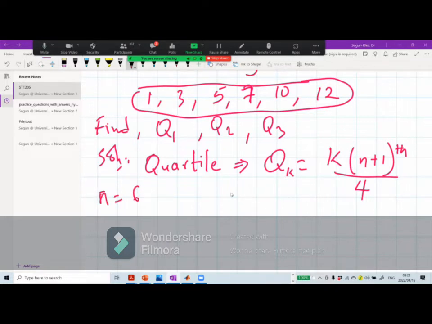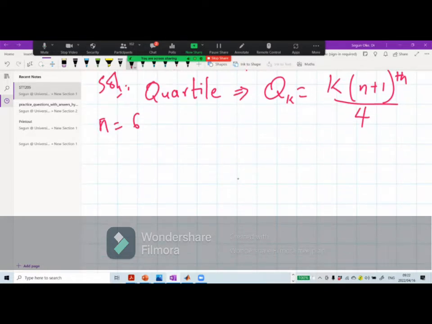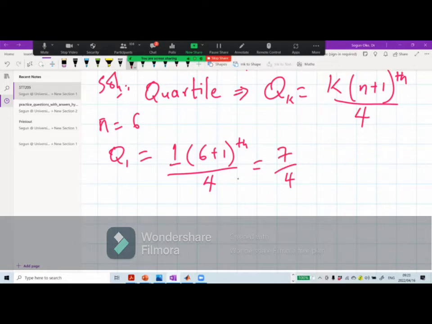Now, for us to solve Q1, how do we solve Q1? Meaning, anywhere you see k, you put 1. Q1 is equal to 1 in bracket (6 plus 1) over 4. Don't forget that. So what is the answer for this? Anybody? This is 7 over 4, which is same thing as 1.75.